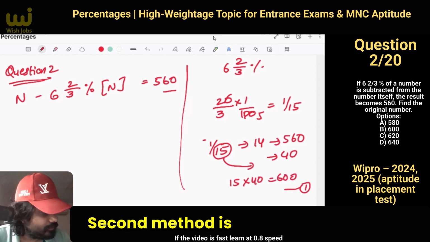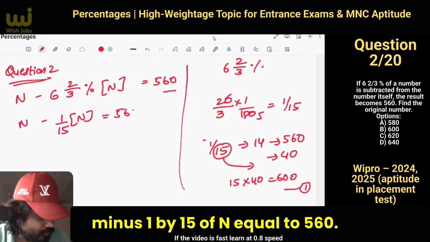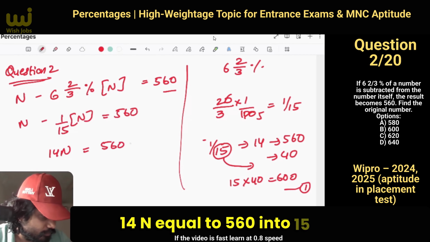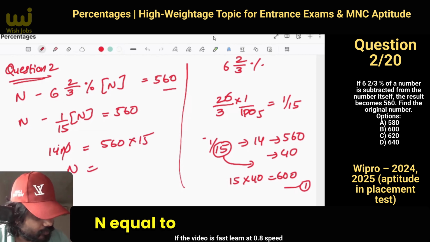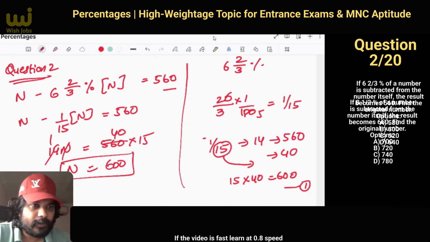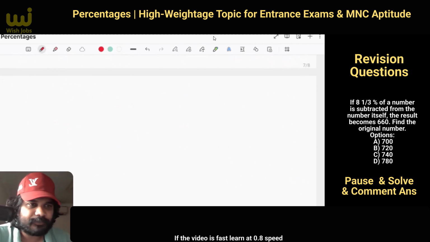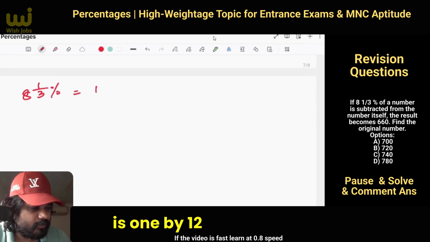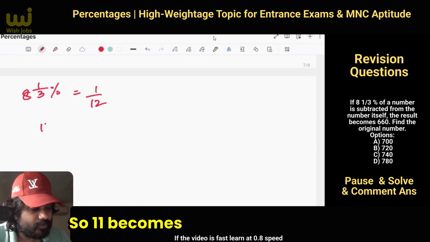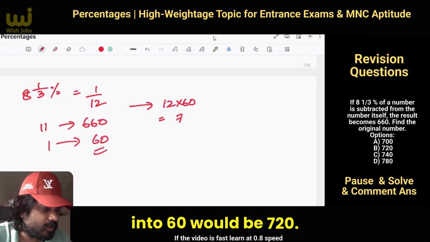Second method is, if you know n minus 1 by 15 of n equal to 560, 14n equal to 560 into 15. n equal to 40 15s are 600. So the original number would be 600. Did you get the same answer? Yeah. Okay, so we'll do the next one. 8 1 by 3% of a number is subtracted from the number itself. The result becomes 660. We'll do that problem statement. 8 1 by 3, you know it is 1 by 12 is subtracted. So 11 becomes 660. 1 becomes 60 and the number will be 12 into 60 would be 720.